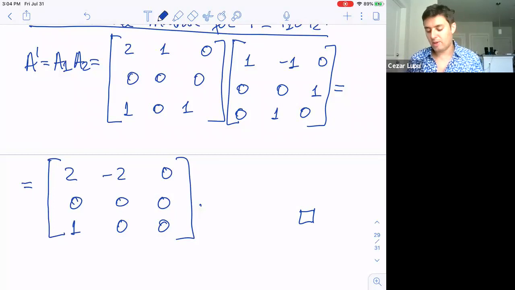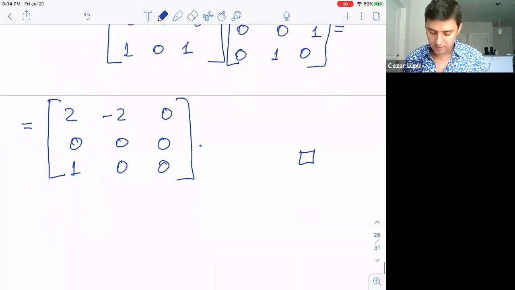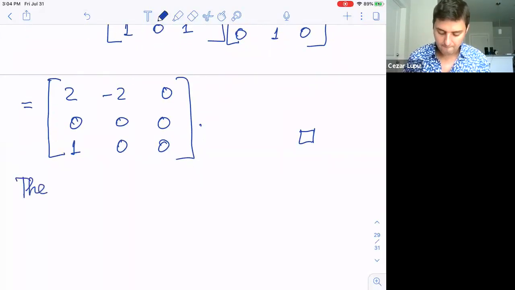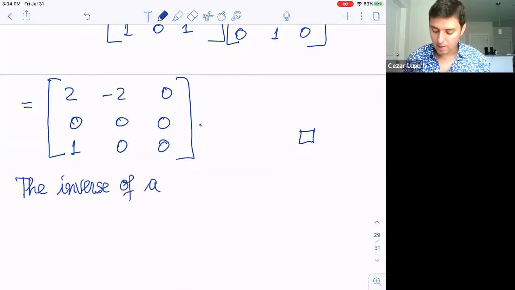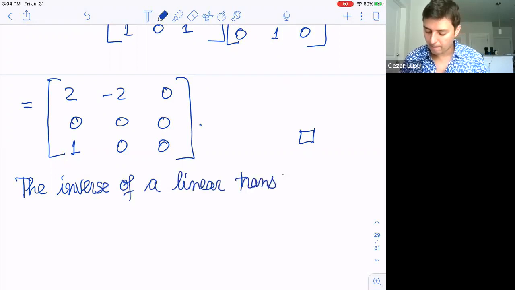And now I'm moving towards something else, and hopefully I get to finish what I have to say, because I would like to talk about the inverse of a linear transformation, and this will be very important. So the inverse of a linear transformation.